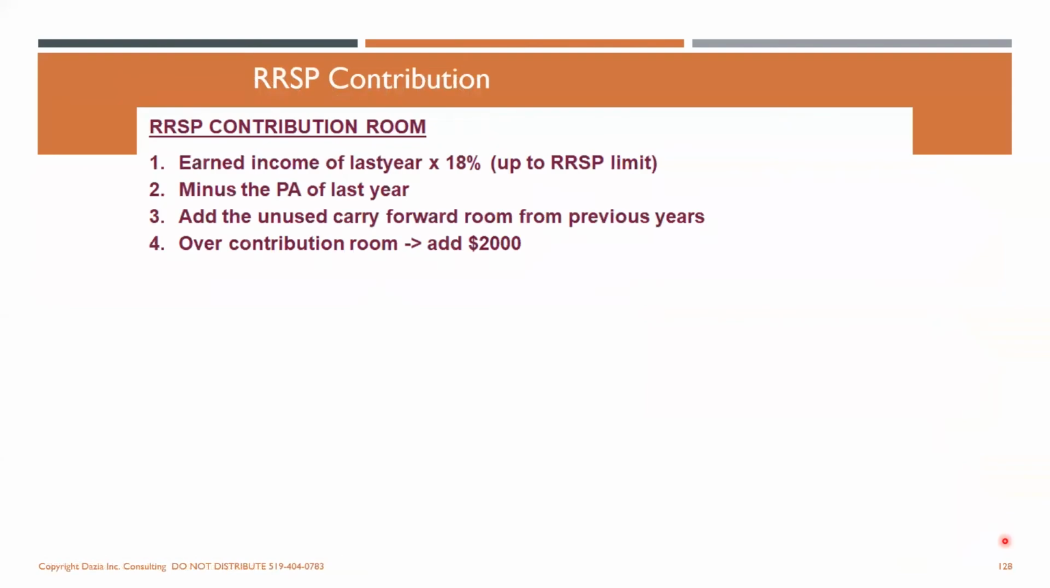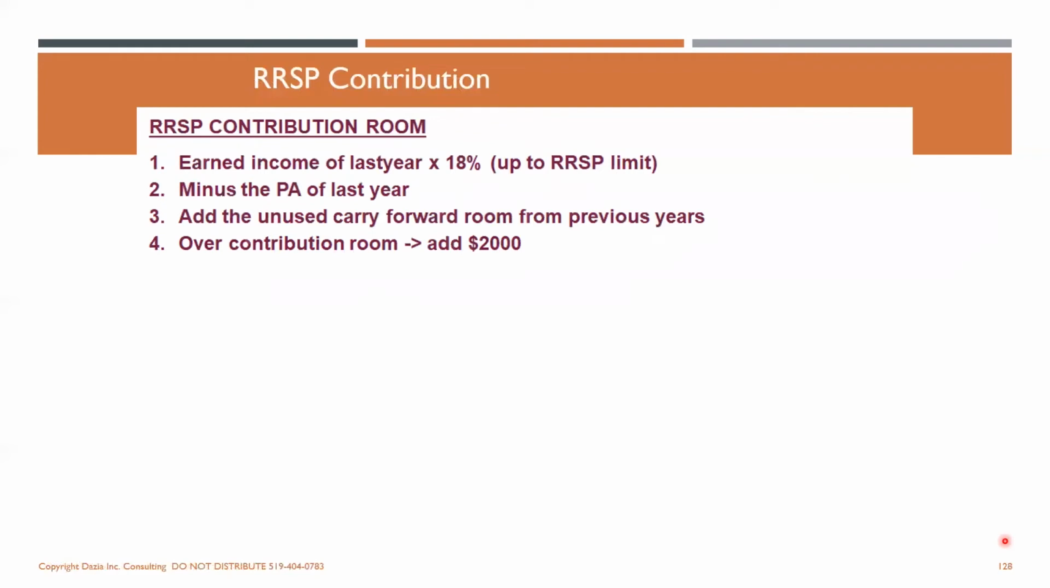Let's look at how to calculate the RSP contribution room. There are 4 steps. You add up all the earned income of the last year times 18%, up to the RSP limit. That is the first step. The RSP limit varies every year, and whichever is lower, you would calculate based on that.